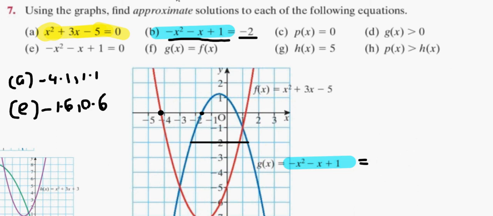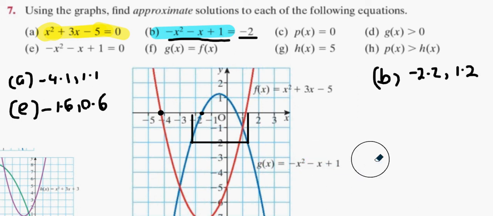Go straight up, and what do we get? That one and that one. So what are your two answers? 2.3. Yeah, either. You can't really tell, can you? And then what's the other one? 1.2. Everybody cool with that? Now, what about the next one?